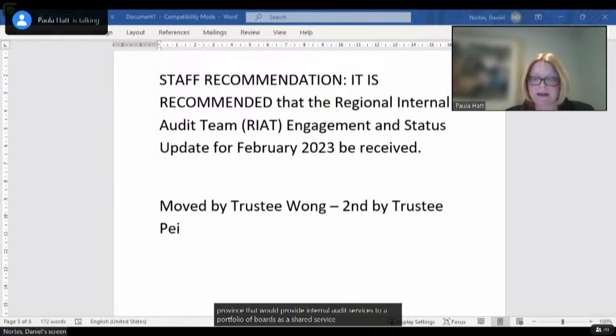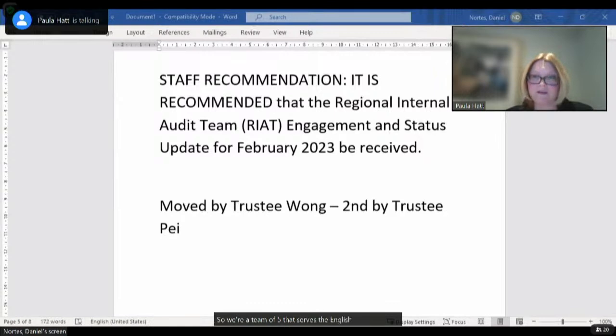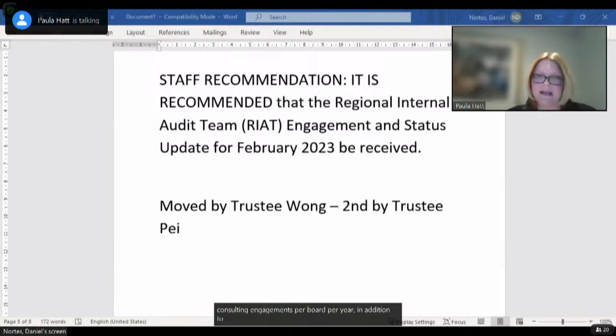So TDSB is part of the Toronto and area internal audit region. We're a team of 5 that serves the English public and Catholic boards in Toronto, York Region, and Peel Region. Our mandate from the ministry is to provide 2 audit or consulting engagements per board per year, in addition to follow-up activities. Now, as TDSB does have its own internal audit team, we provide supplementary services and ensure that we work together to coordinate coverage.